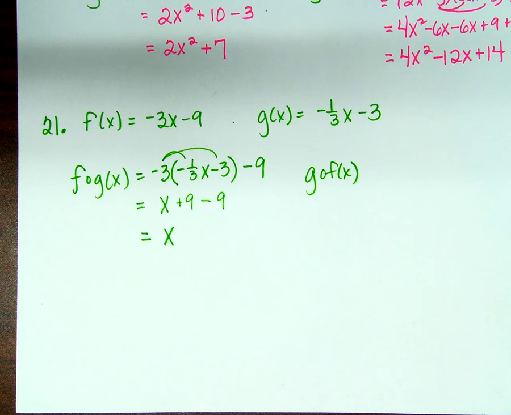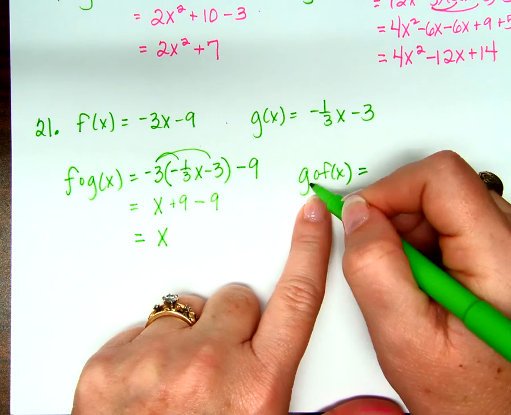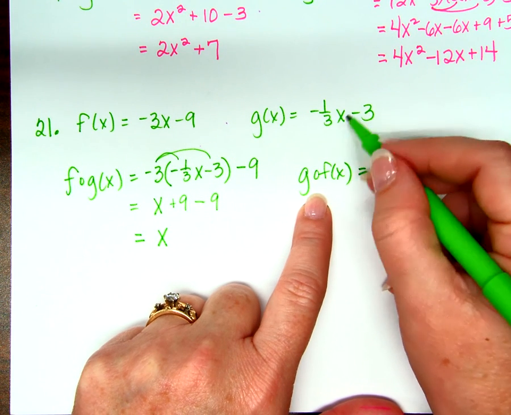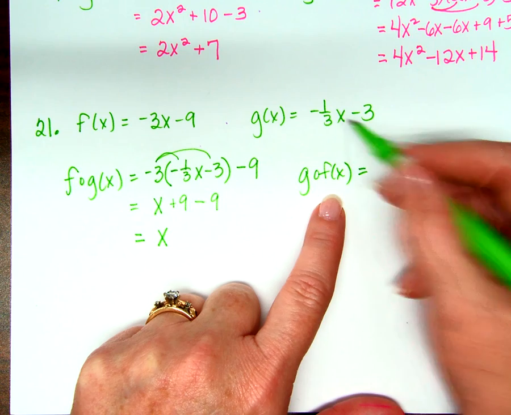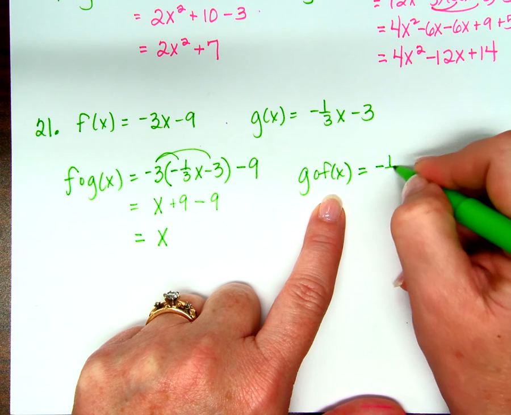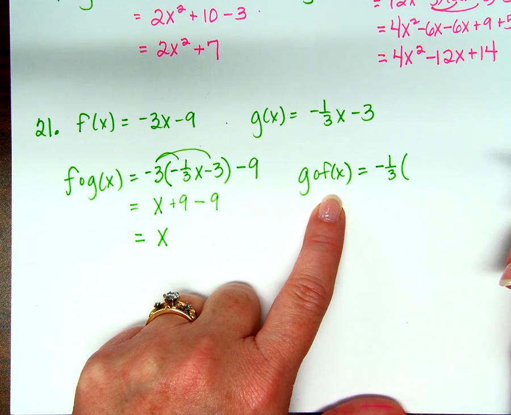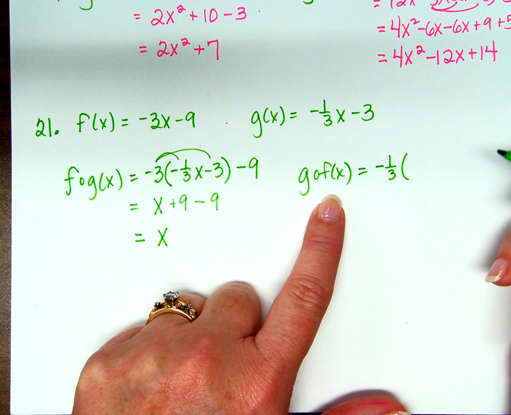Is that all right? Okay, so let's do Goff. So I start writing g, but I substitute f of x anytime there's an x. So I write negative 1/3 times what? Times f, right? So negative 3x minus 9.